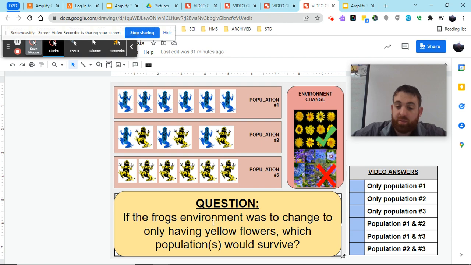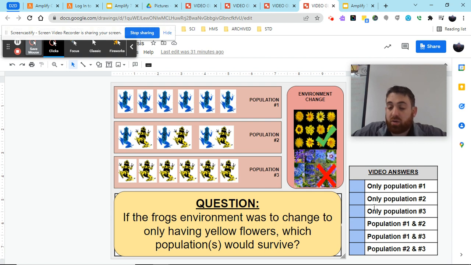If the frog's environment was to change to have only yellow flowers, which population or populations would survive? Our options are population one only, population two only, population three only, population one and two, one and three, and two and three. So, looking at the question, the environment changes, and our populations, go ahead and decide which of the following populations would survive if the environment was to change to yellow. Make sure you pause the video, select your answer, and come back when you're ready to see which it is.